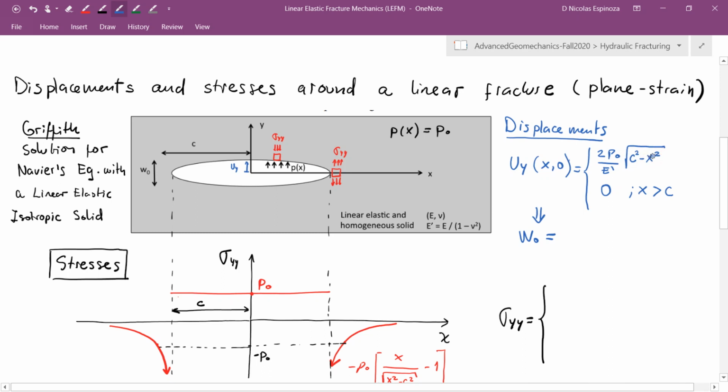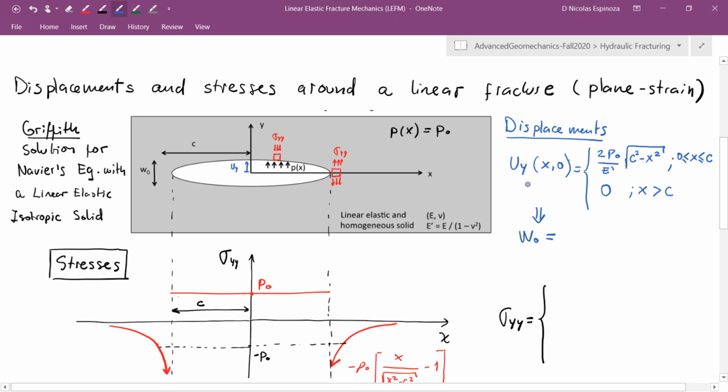And all of that, as I was saying before, under the square root. And this solution is going to be valid whenever x goes from 0 to c. So within the fracture, inside the fracture.